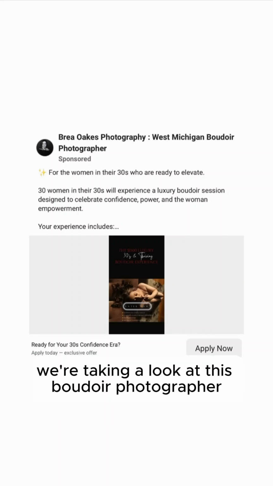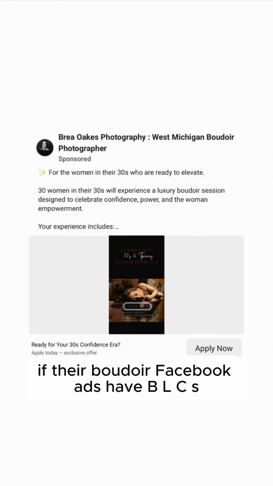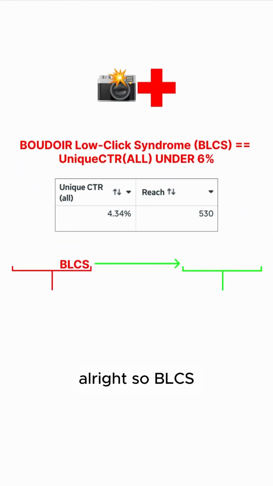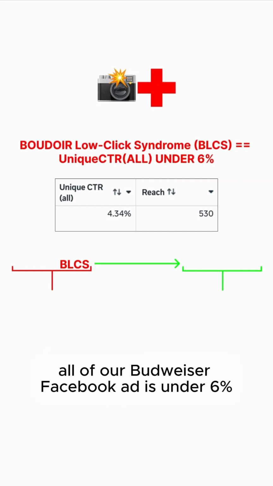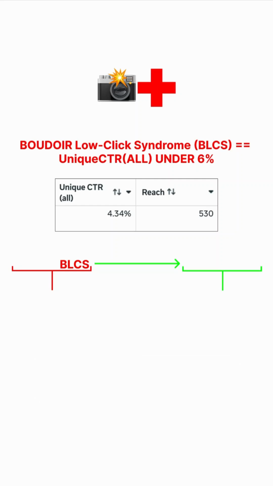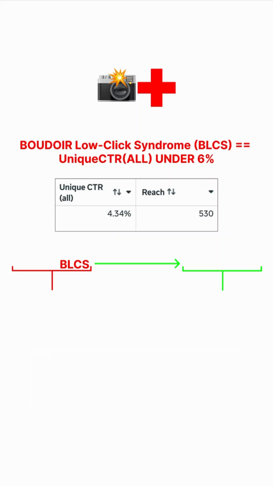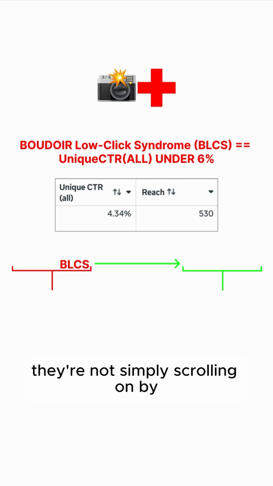All right, y'all, we're taking a look at this boudoir photographer, and we're going to diagnose if their boudoir Facebook ads have BLCS, aka boudoir low click syndrome, or not. BLCS is when the unique CTR of our boudoir Facebook ad is under 6%. This means fewer than 6 out of 100 women are clicking anywhere in our boudoir Facebook ad, aka they're not simply scrolling on by.